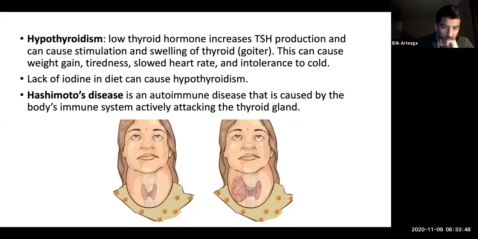Okay. All right, so Hashimoto's disease. This is an autoimmune disease that is caused by the body's immune system actively attacking the thyroid gland. So typically you can see this as well with hypothyroidism. In Western societies, we usually don't see goiter or iodine deficiency. So when we do see hypothyroidism, we think of Hashimoto's disease. Again, it's going to be that autoimmune disorder where the body is actively mounting an immune response to your thyroid gland. So your body's actively attacking itself.